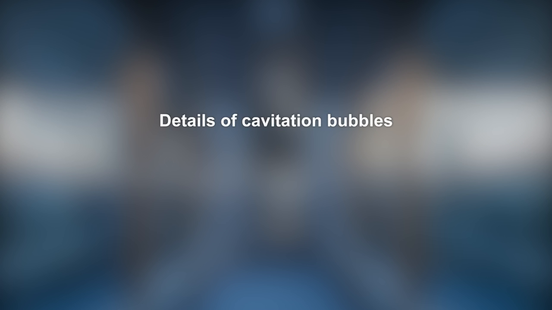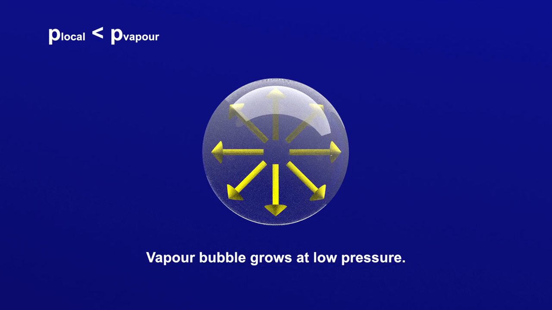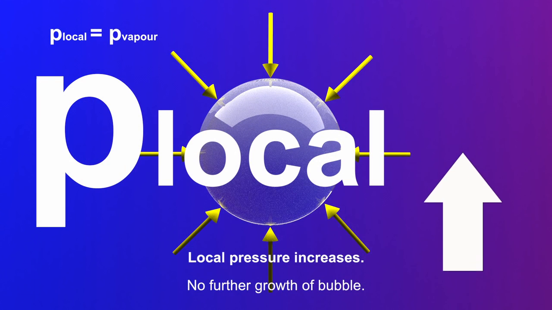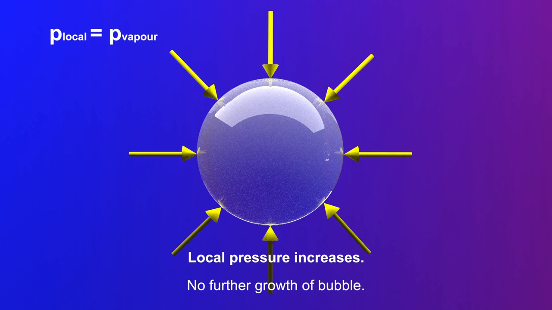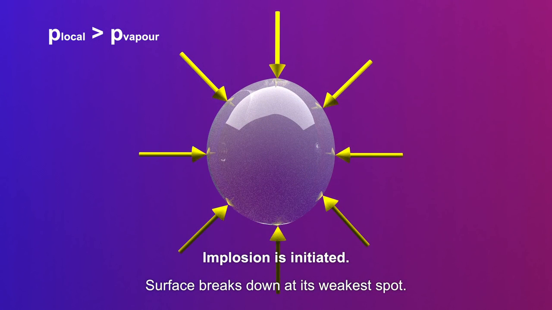Let's go through the whole process again. If the local pressure decreases below the vapor pressure, water evaporates. A cavitation bubble is forming, is growing larger, and is transported with the flow to a region with a higher pressure. The bubble stops growing. If a local pressure exceeds the vapor pressure, vapor condenses, starting from the bubble's wall. Its surface starts to break down at its weakest spot.